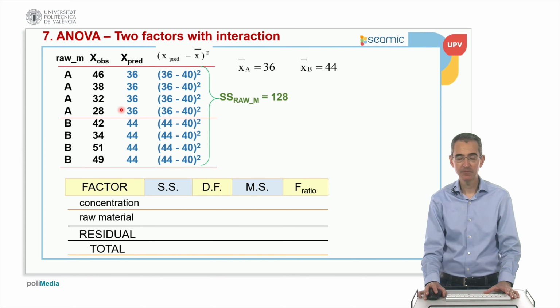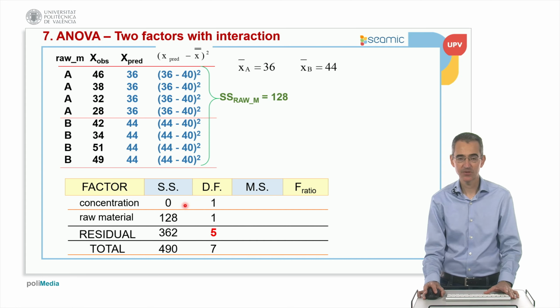Good. Then imagine that with this information we make the ANOVA table. So we fill in the information that we have: sum of squares total, and the sum of squares for the two factors. Remember that by difference we put the residual sum of squares. Then the degrees of freedom: we have 8 values minus 1, which is 7. We have 2 types of concentration and 2 types of raw material, which is 2 minus 1, 1. So by difference, we put 5. Remember that 4 was the minimum value.